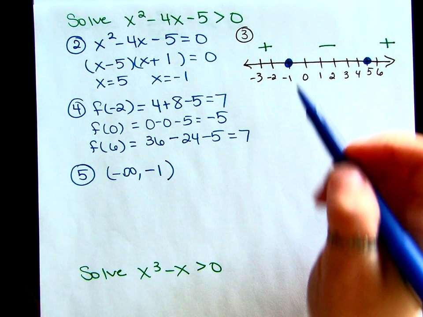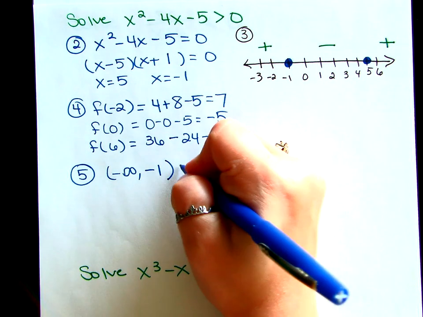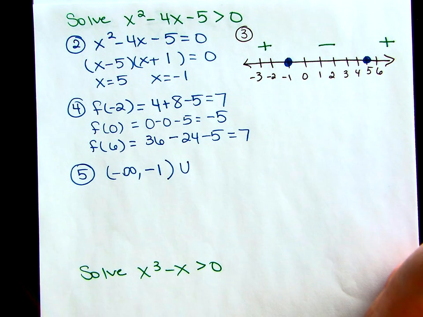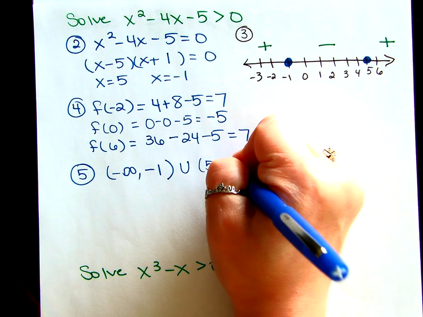I need to skip all of this stuff here in the middle because that's all negative, so I'm going to do a union. And then what's the remaining interval for my solution set? 5 to positive infinity. That's exactly right.